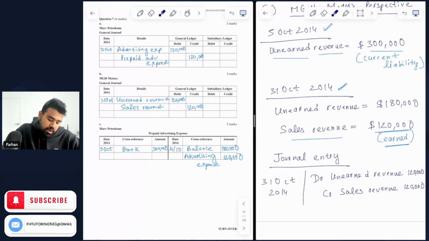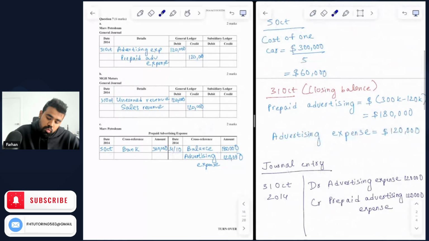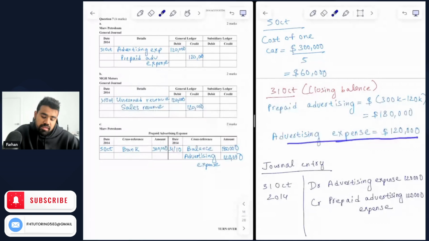So on the credit side, you can see that for 31st of October 2014, we included the closing balance of $180,000. So where does this $180,000 closing balance come from? If you recall, we have expensed 2 cars in advertising, and that was $120,000, which leaves us with $180,000 in prepaid advertising closing balance that we are still yet to consume.